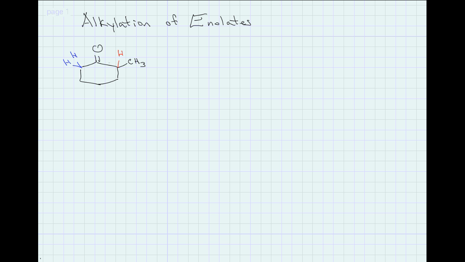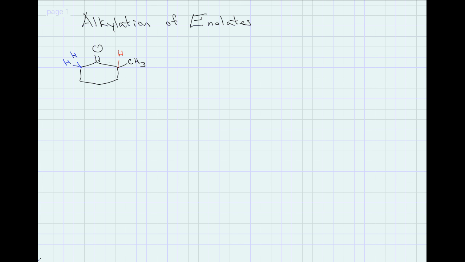Are we going to remove the red proton, the one adjacent to the methyl group, or are we going to remove the blue ones that are less hindered? Well, it depends on the base and the temperature that we use. So in chapter 22, there are 2 kinds of conditions that we look at for alkylating. The first condition that we're going to talk about is removing one of the blue protons.